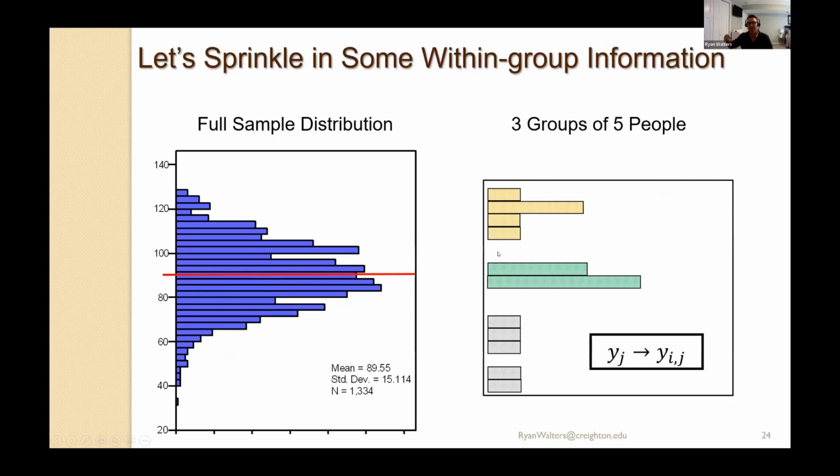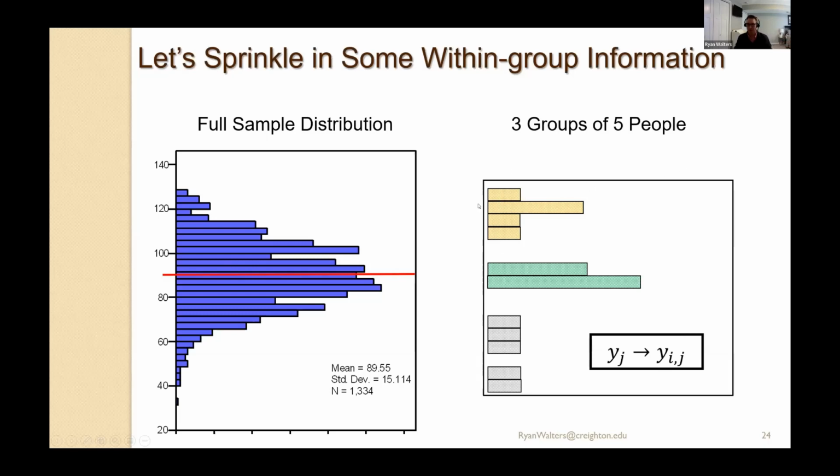Once we start sprinkling in some within group information, though, things get much more complex, yes, but much more interesting. So let's say we have 3 groups, each with 5 people within it. Instead of having observations for group J, now we're going to have our outcome, Y, for person I within group J. This notation maps onto Raudenbush and Bryk, more of a seminal text within multi-level modeling. Know that some other authors might use some different notation as well. But again, I is the person, J is the group.